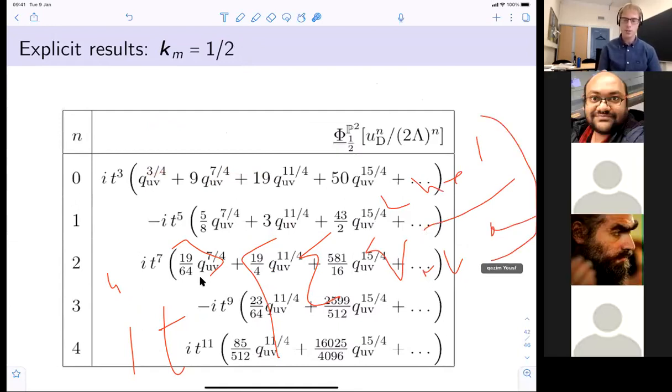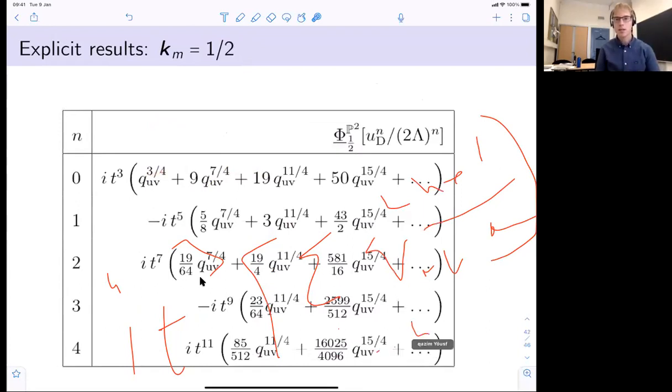So the interpretation of these numbers is as I was discussing earlier, in the UV case.